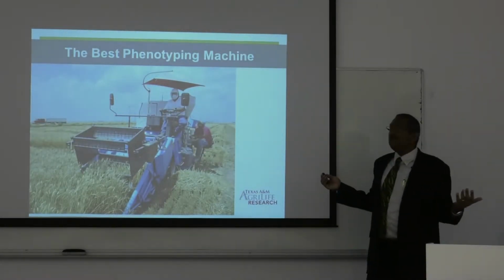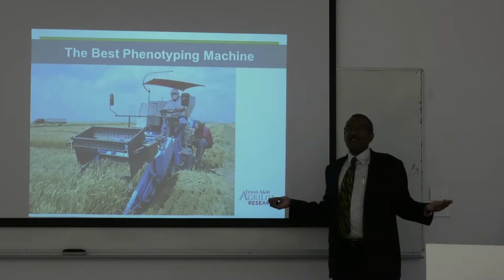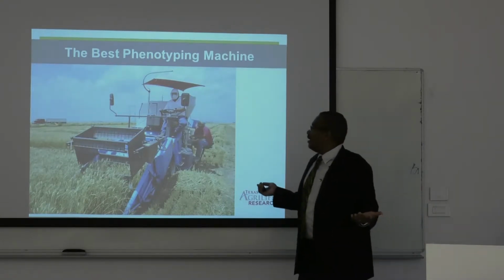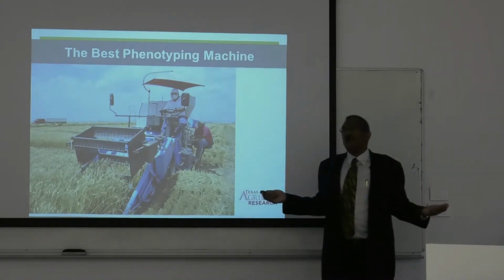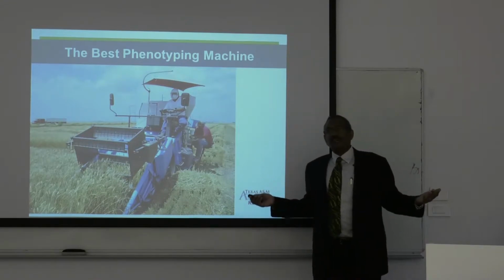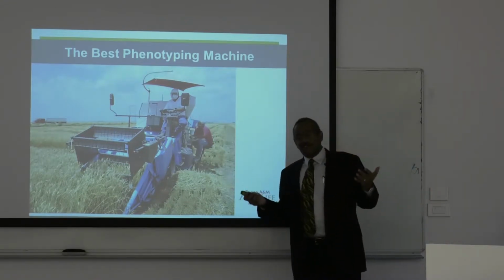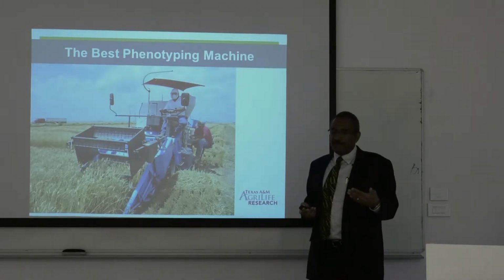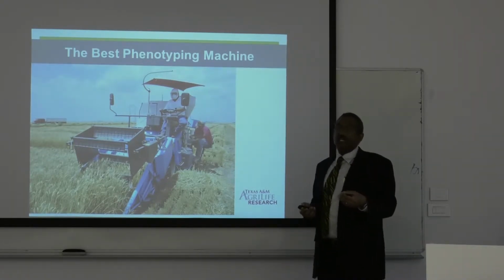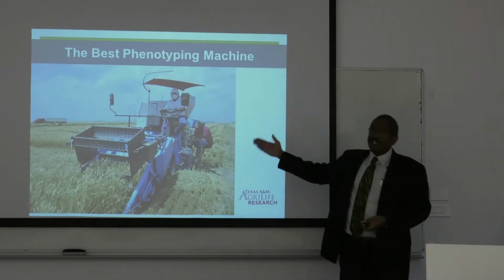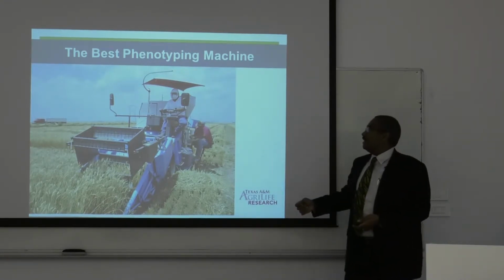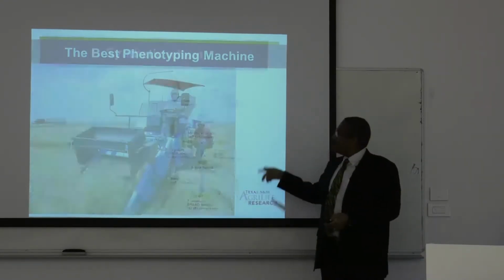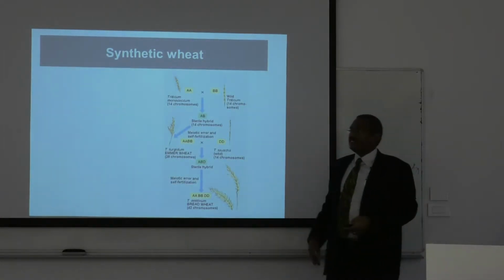So in my opinion, this is the best phenotyping machine, the combine harvester, right? But you cannot grow too many lines and just rely completely on yield per se. That's why we try to develop tools associated with traits that can lead you to yield per se. And part of my talk is going to be based on that.